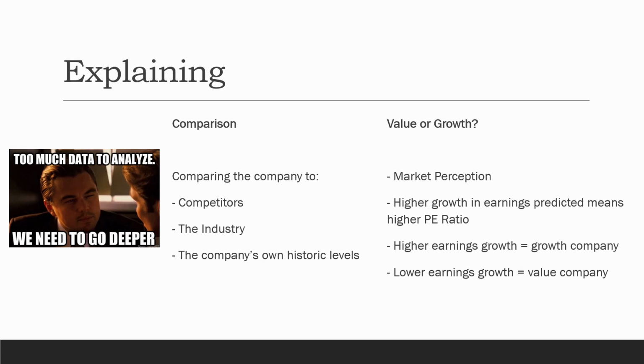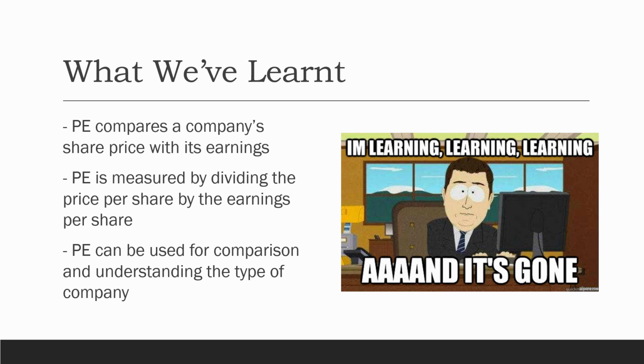The important thing to remember about the PE ratio is that it is only one of many metrics. Definitely learn about it and consider it, but remember to always seek out more information. In this video, we've learned that PE compares a company's share price with its earnings. PE is measured by dividing the price per share by the earnings per share, and PE can be used for comparison and understanding the type of company.